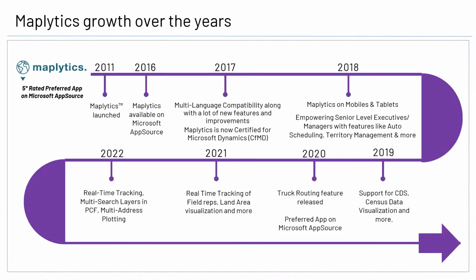So let's start with Maplytics growth over the years. Maplytics has been in the industry for a decade now. We started in 2011 as a mere store locator, but gradually, through the inputs of our partners and customers, and the research that we did in the industry, we have improved ourselves. Even now we are improving, and we are releasing updates as we go ahead.